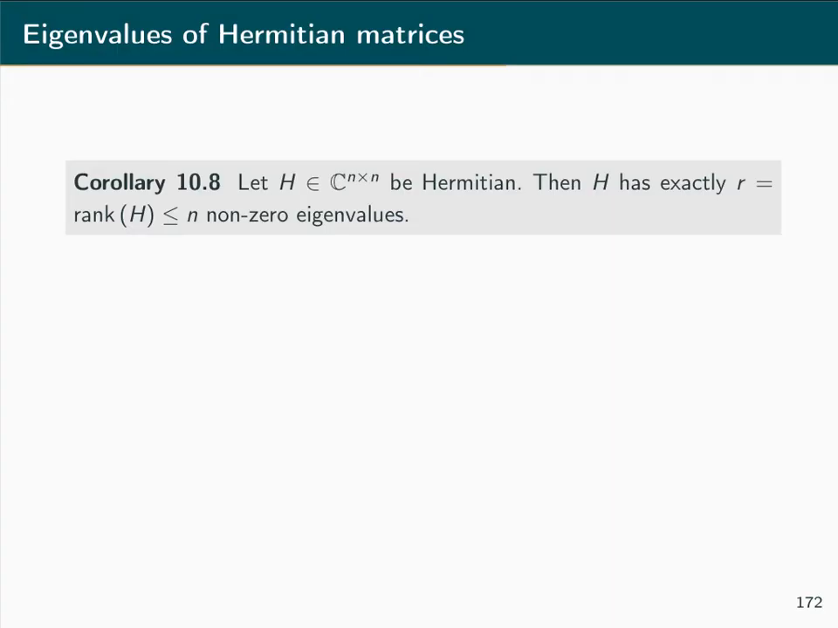As a corollary of Theorem 10.7, we have that the rank of a Hermitian matrix H is exactly equal to the number of its non-zero eigenvalues.